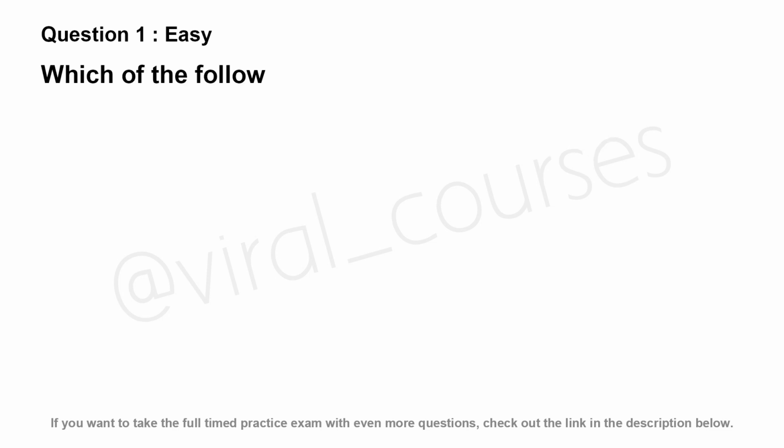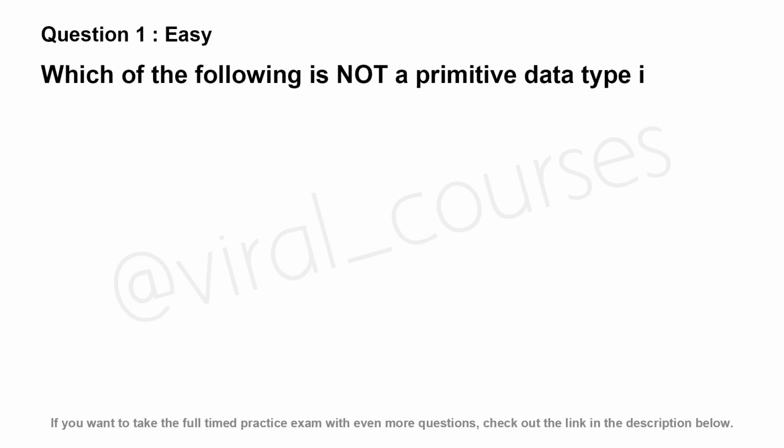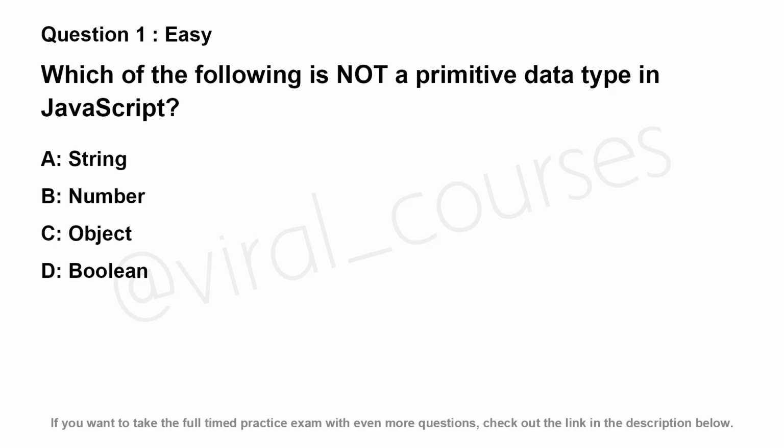Which of the following is not a primitive data type in JavaScript? Option A, string. Option B, number. Option C, object. Option D, Boolean.